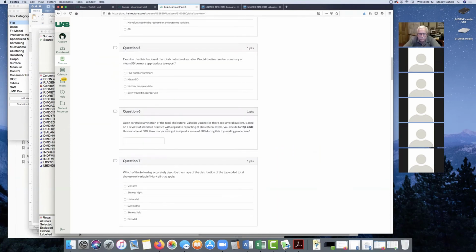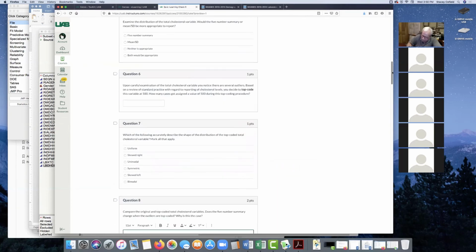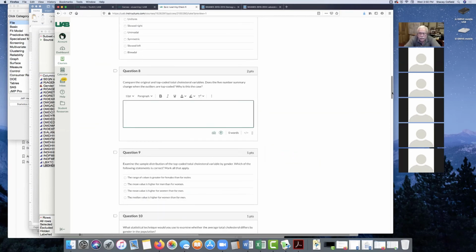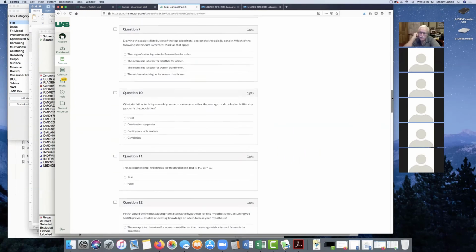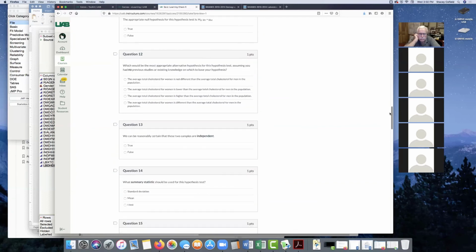Then it's going to ask you to do what's called top coding. Top coding means that there are some people with some really extreme values, and we want to just put those all at 500. Then it's going to ask you about the shape of the distribution. Then we get into some analyses, and it's going to follow you all the way through.